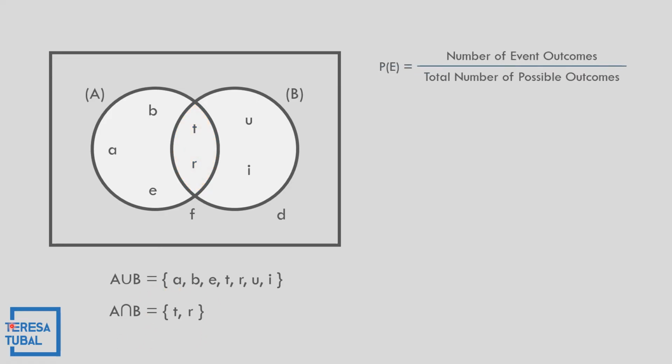So let us solve. How to get the probability of an event? It is equal to the number of event outcomes all over the total number of possible outcomes. So let us find now the probability of event A. The probability of event A is equal to 5, so 1, 2, 3, 4, 5, out of the total number of possible outcomes. So 1, 2, 3, 4, 5 in event A, and then 1, 2, 3, 4 in event B. So 5 plus 4 is 9. Outside, that is 2. So 10 and then 11.